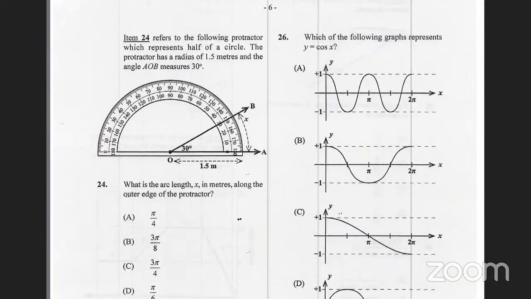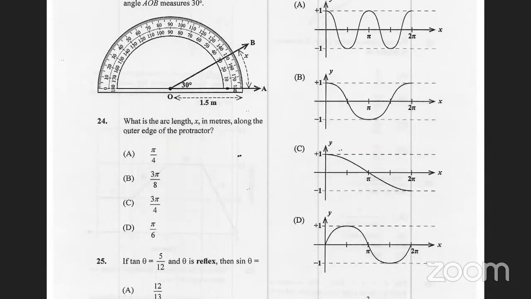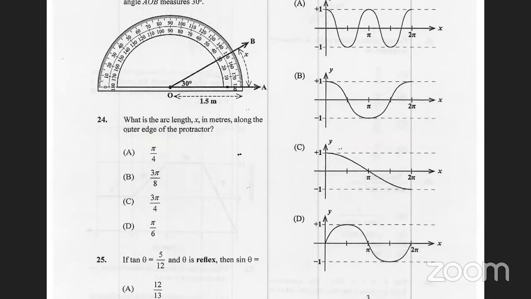They gave you this here. If you first see the following protractor, which represents half a circle. The protractor has a radius of 1.5 meters and the angle AOB is 30 degrees. What is the arc length? Remember, arc length is r theta, right? So that is 1.5, which is 3 on 2, 3 on 2 by theta.